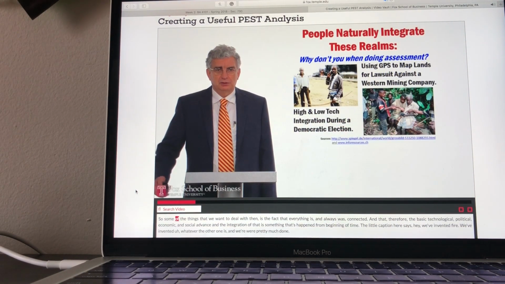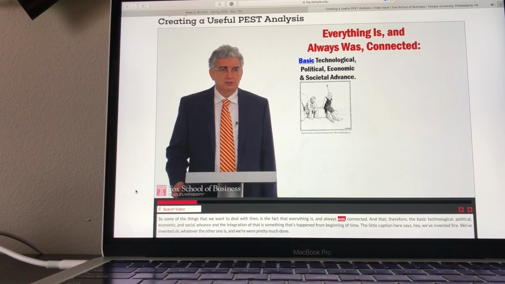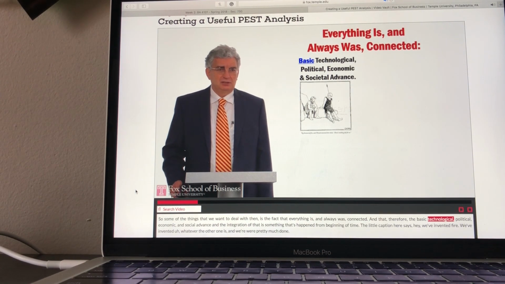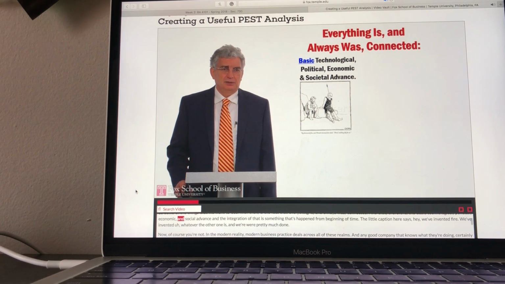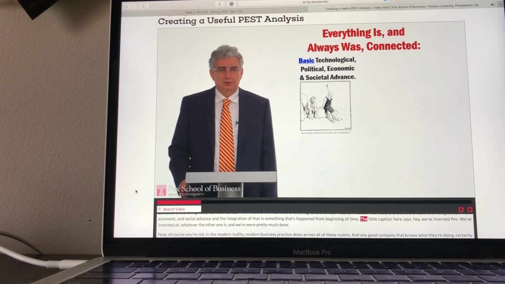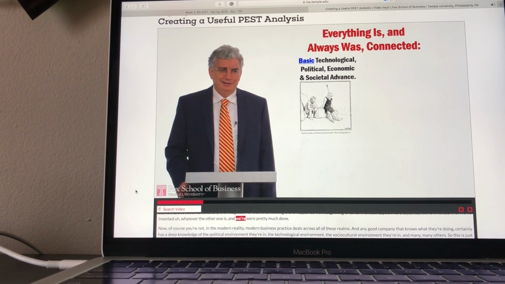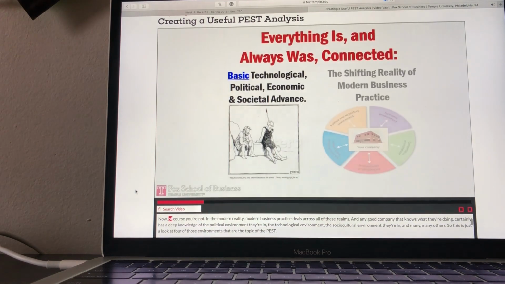So some of the things that we want to deal with then is the fact that everything is and always was connected, and that therefore the basic technological, political, economic, and social advance and the integration of that is something that's happened from the beginning of time. The little caption here says, hey, we've invented fire, we've invented whatever the other one is, and we're pretty much done. Well, of course you're not.